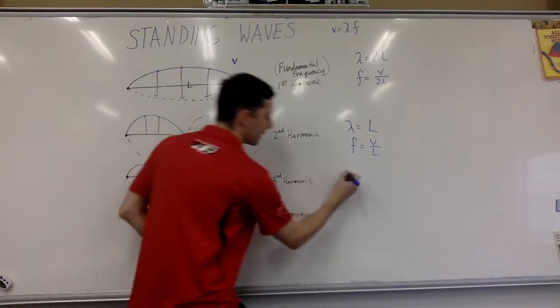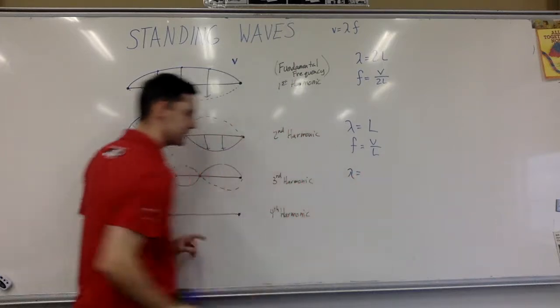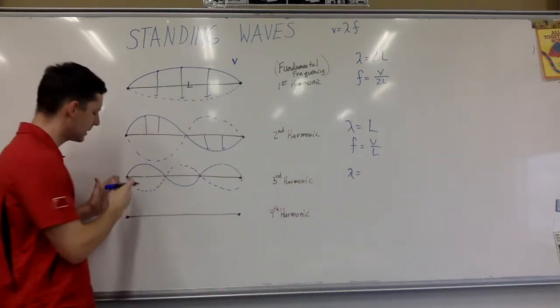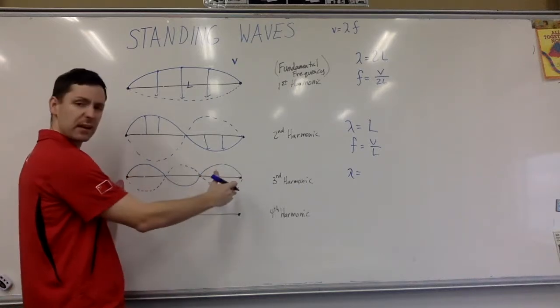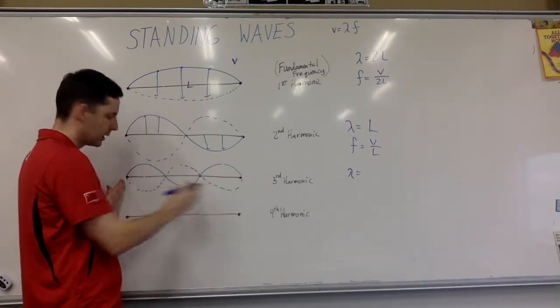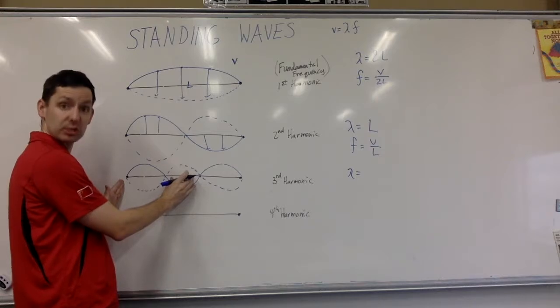We'll go with our wavelength. Note that this time the wavelength's a little bit different. Wavelength's a little bit strange this time because it doesn't go all the way down. It only goes 2 out of 3 of those areas. So we're going to say that it's 2/3 of the length.